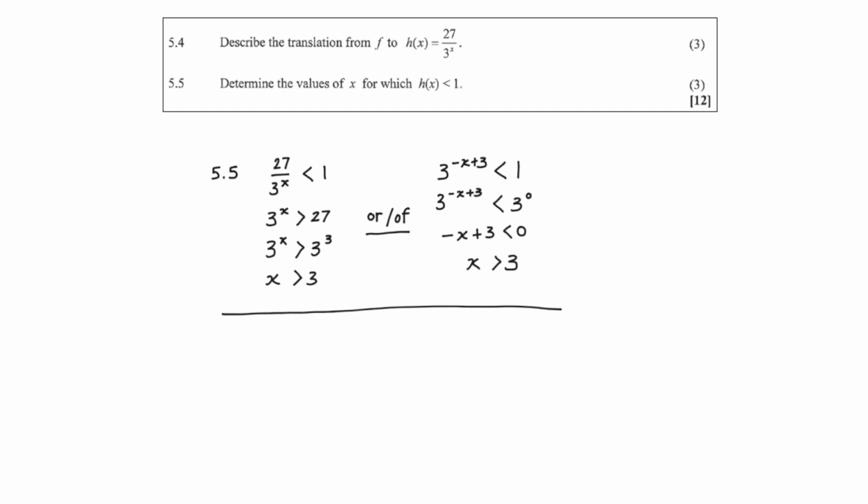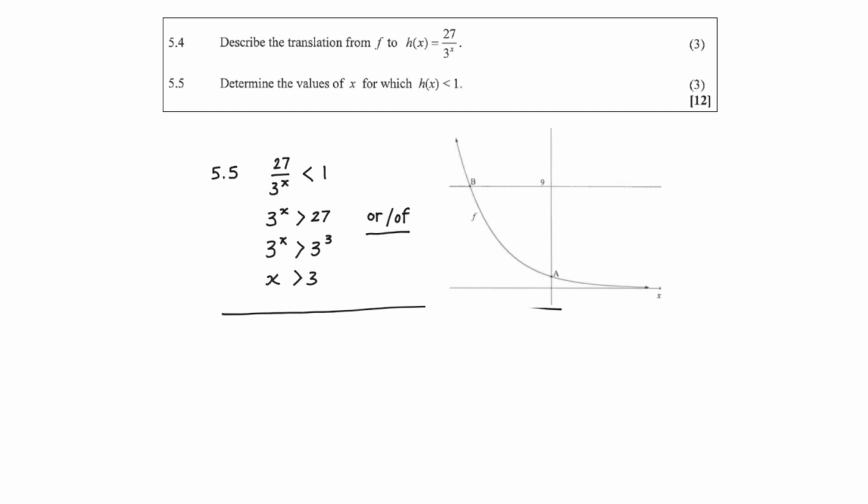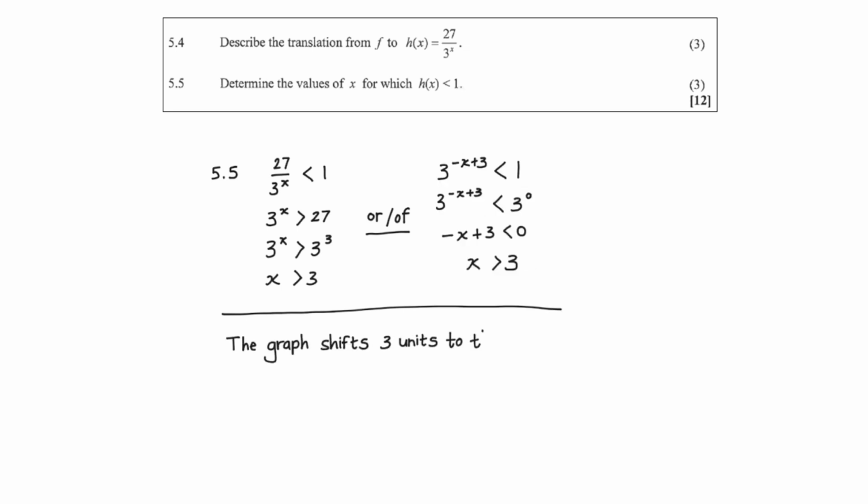Lastly, we can do it in the following way. We can look at the original graph f. Now this graph f was smaller than 1 for all x values bigger than 0. That's all the points from A. Now when the graph transformed to the graph h, we said that the graph f shifted 3 units to the right. And that means the point A will also shift 3 units to the right. And now the translated point's coordinates will be 3 and 1. And therefore, the graph of h will be smaller than 1 for all x values bigger than 3. That's all the x values to the right of the new point (3, 1). And therefore, the solution is x bigger than 3.